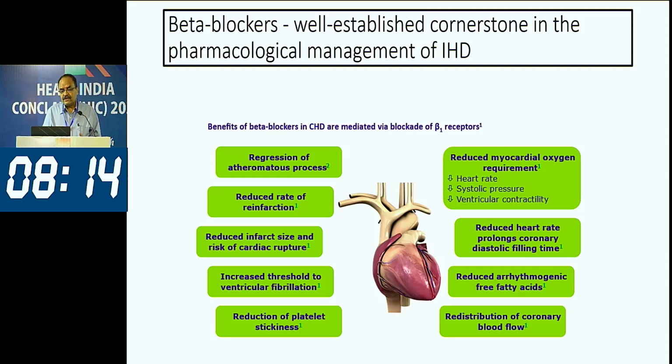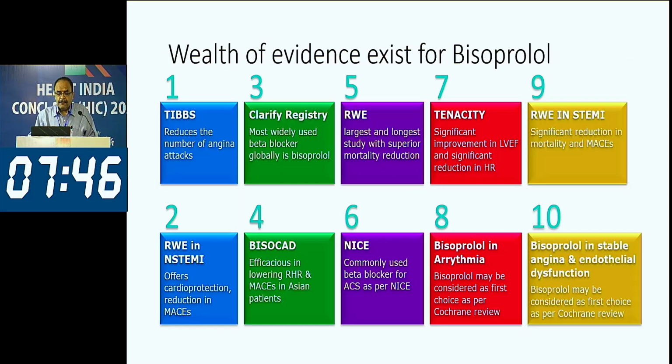The usage, shifting gears now to coronary artery disease, we know that beta blockers are cornerstone in management of ischemic heart disease, and these are the different mechanisms, including the regression of atherosclerotic process, reducing the rate of reinfarction, decreasing chances of ventricular fibrillation, all these by decreasing predominantly myocardial oxygen demand. There are several trials available with different beta blockers, and this is a host of trials that are available with bisoprolol that I'm stressing upon today.